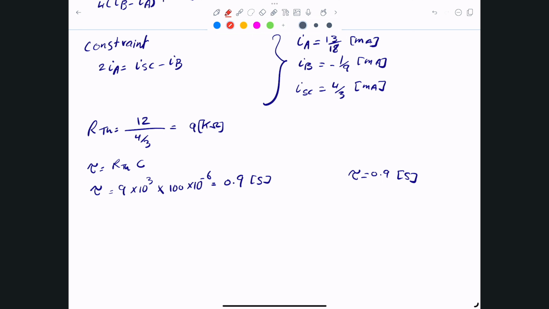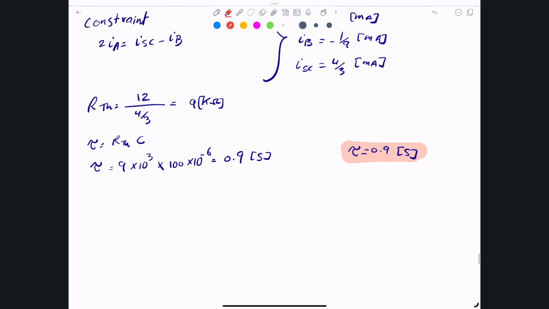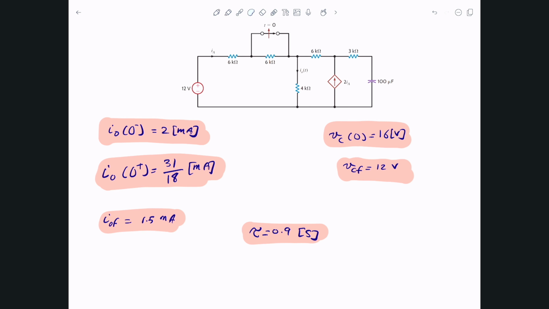So we have that now here. I think we have everything we need, so let me summarize here. I copied all the final and initial values and everything we found. For I naught, right before switching, I naught was 2 milliamp, and right after switching we figured out it was 31 divided by 18 milliamp. If you wait for a very long time with the switch open, it will become 1.5 milliamp. Similarly, the initial voltage across this capacitor is 16 volts right before switching and right after switching, there's no change. If we wait for a very long time, that becomes 12 volts. We also found the time constant to be 0.9 seconds.